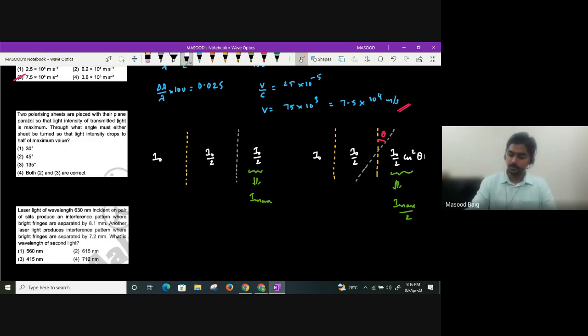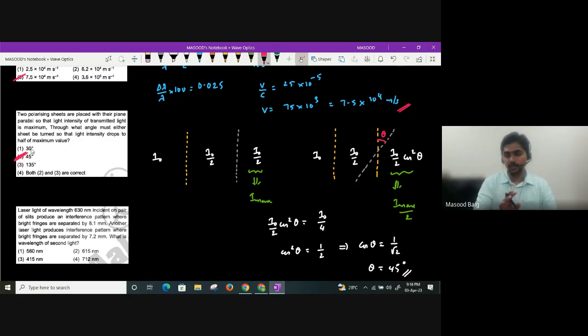So what can we write here? I naught by 2 cos square theta. What is I max by 2? If I divide this by 2, will I get I naught by 4? Yes. So what will cos square theta be? It will be 1 by 2. This implies cos theta will be 1 divided by root 2. So what will theta be? 45 degrees. Clear? Yes or no? You will get 45 degrees, and one more angle, right? You will also get 135 degrees. Both 2 and 3 will be correct statements. Clear, all of you?